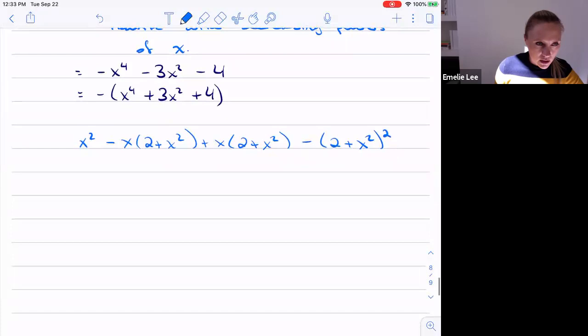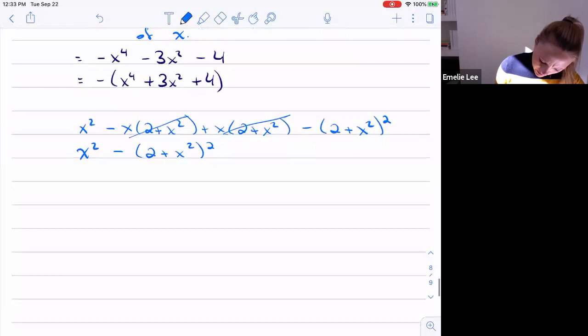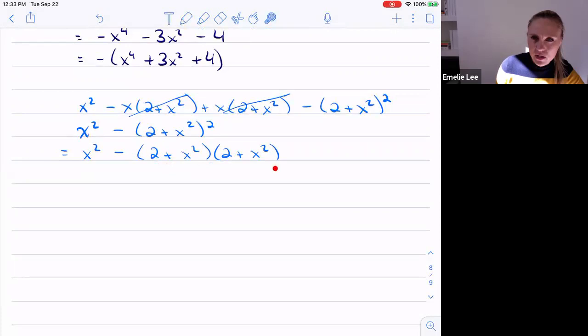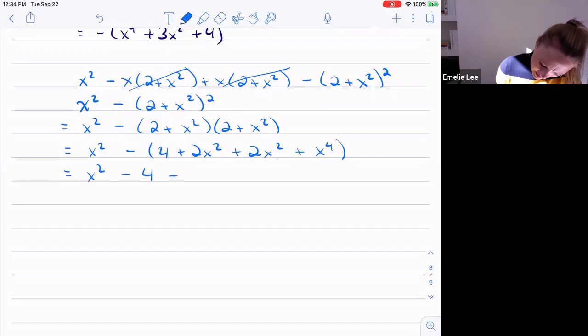So you should be able to just cancel these. These are the same. Okay. So we've got x squared minus 2 plus x squared, squared, which is going to be x squared minus 2 plus x squared times 2 plus x squared. So I'm going to deal with this first and just make sure that I get to the same thing. Times 2 is 4. Plus 2x squared plus 2x squared plus x to the fourth. X squared minus 4 minus, keep it in brackets for a little bit longer, plus 4x squared plus x to the fourth.